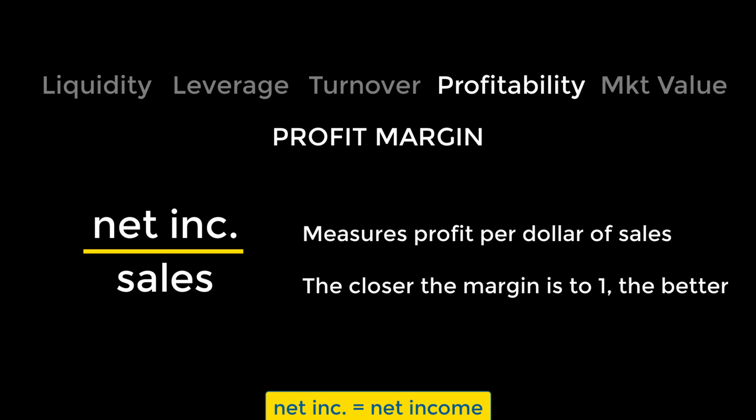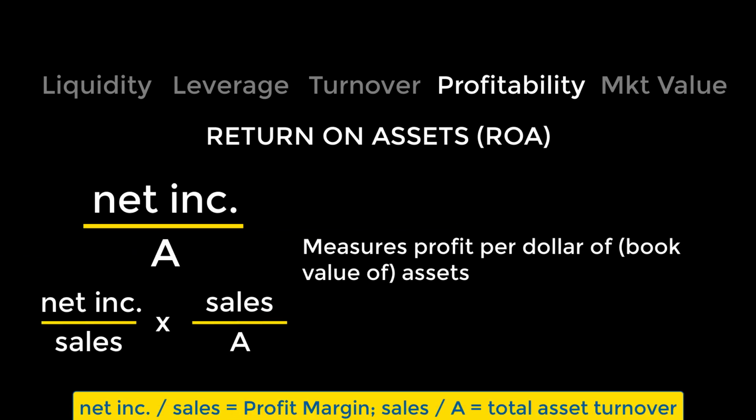Profit margin, given by net income over sales. The closer the margin is to 1, the better, since higher margins mean you generate more profit per dollar of sales. Return on assets, given by net income over assets or net income over sales times sales over assets, measures profit per dollar of book value of assets.